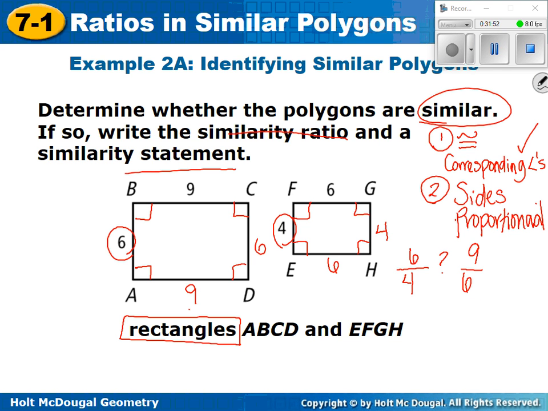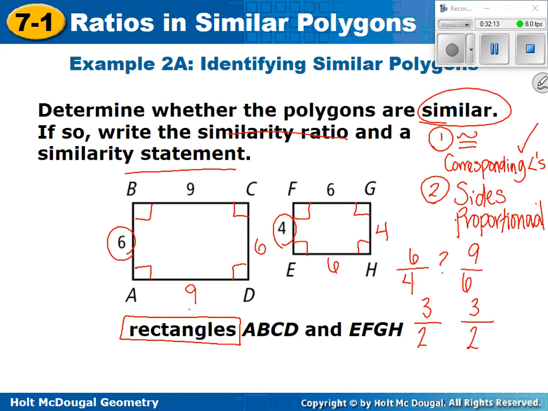What is 6 over 4 reduced to? Okay, 2 goes into both. 2 goes into 6 3 times, and 2 goes into 4 2 times. What does 9 over 6 reduce to? 3 goes into 9 3 times. 3 goes into 6 2 times.